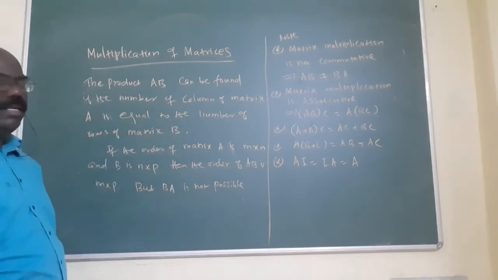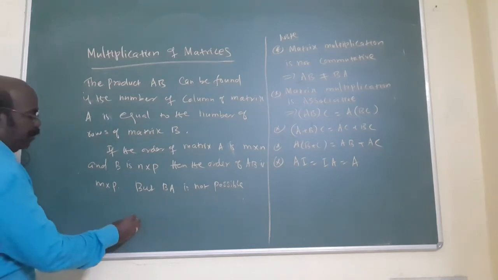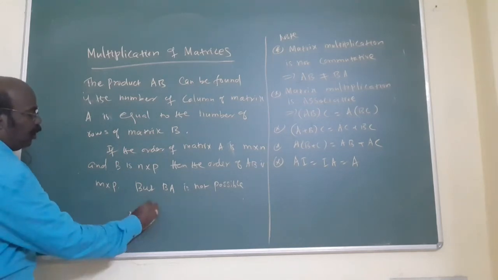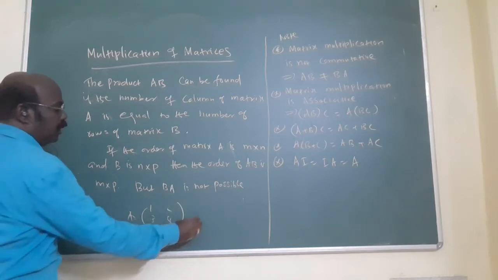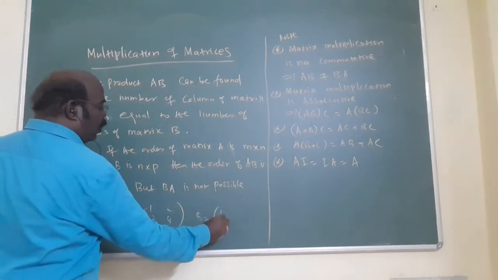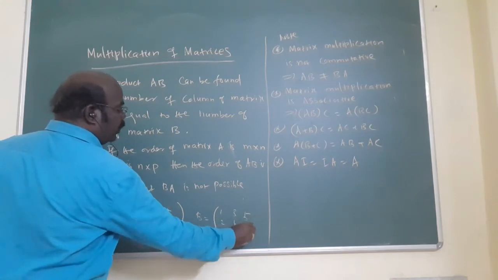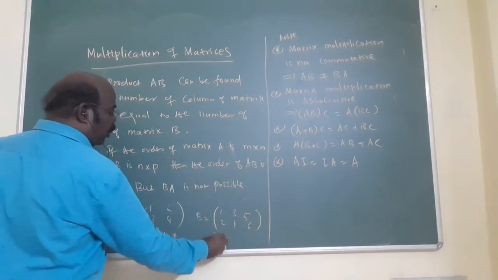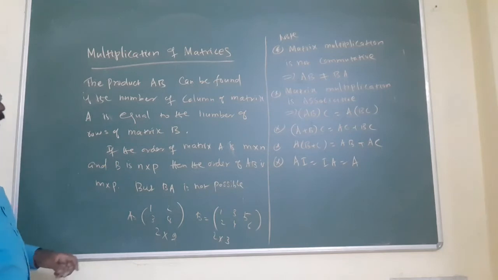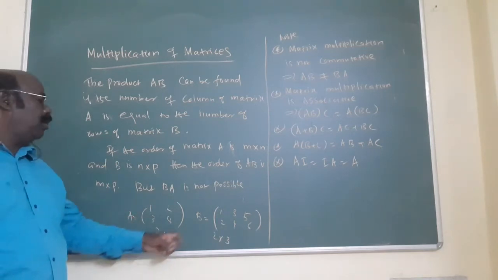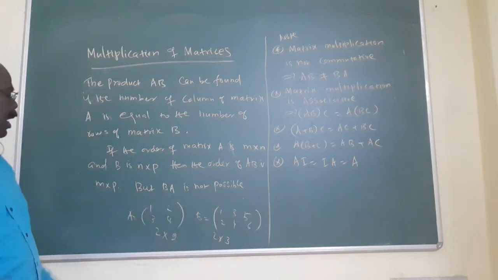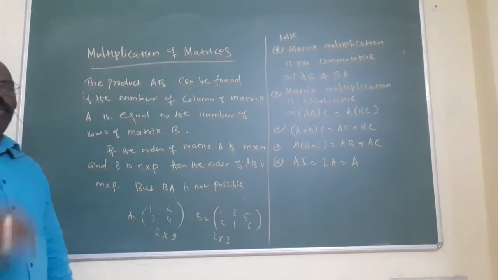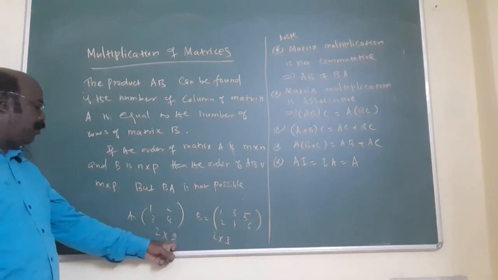Suppose two matrices are there. A matrix, suppose 1, 2, 3, 4. This is 2 cross 2. Okay? So B is what? 1, 2, 3, 4, 5, 6. This is like 2 cross 3. Am I right? A is of order 2 cross 2. B is of order 2 cross 3. 2 rows, 3 columns.